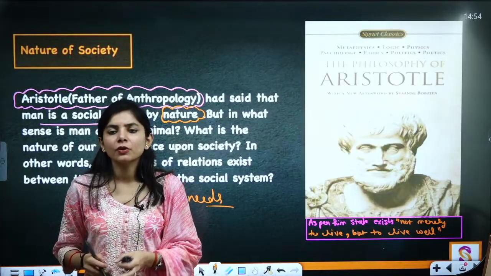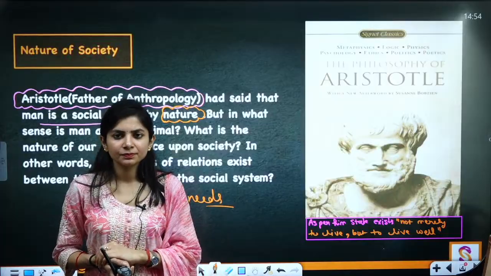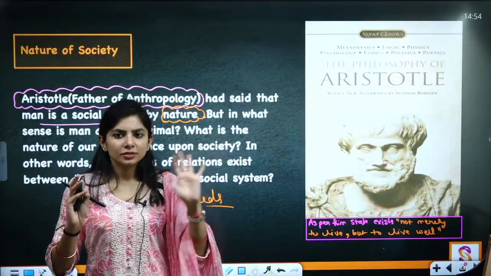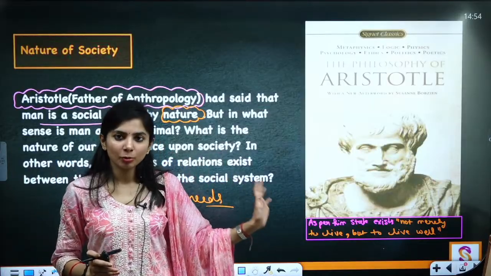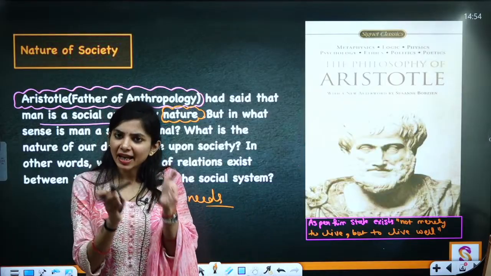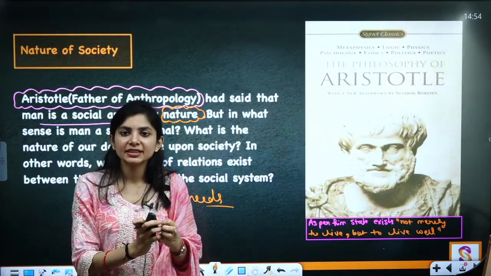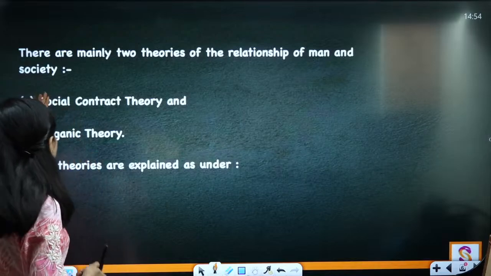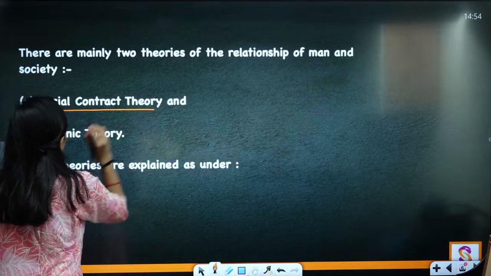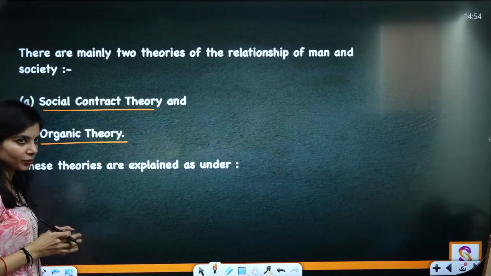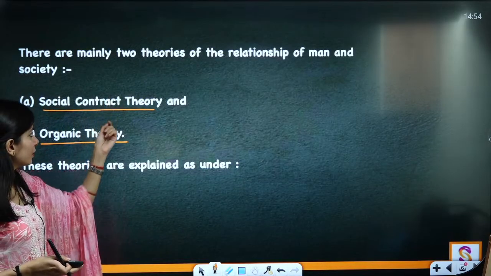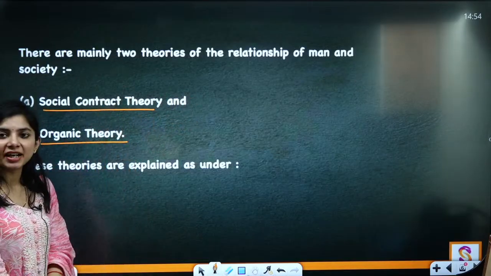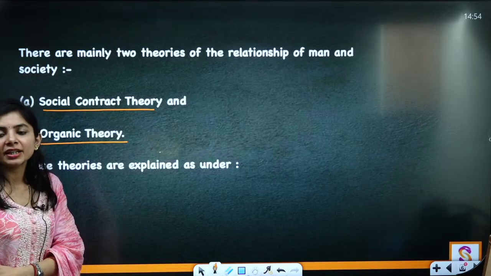Fine. So therefore he provided some theories, based upon his studies and the studies provided by various anthropologists. I am referring to all those anthropologists here again. We have summarized all these studies into two theories. The first one is the social contract theory and the second one is the organic theory. We will take up each theory one by one and explain the basic concept. So Aristotle and the other anthropologists.